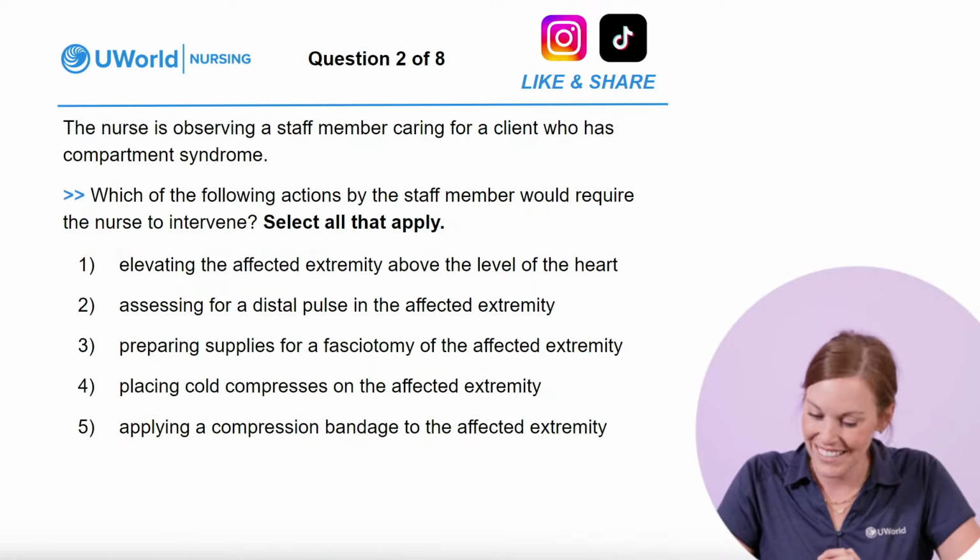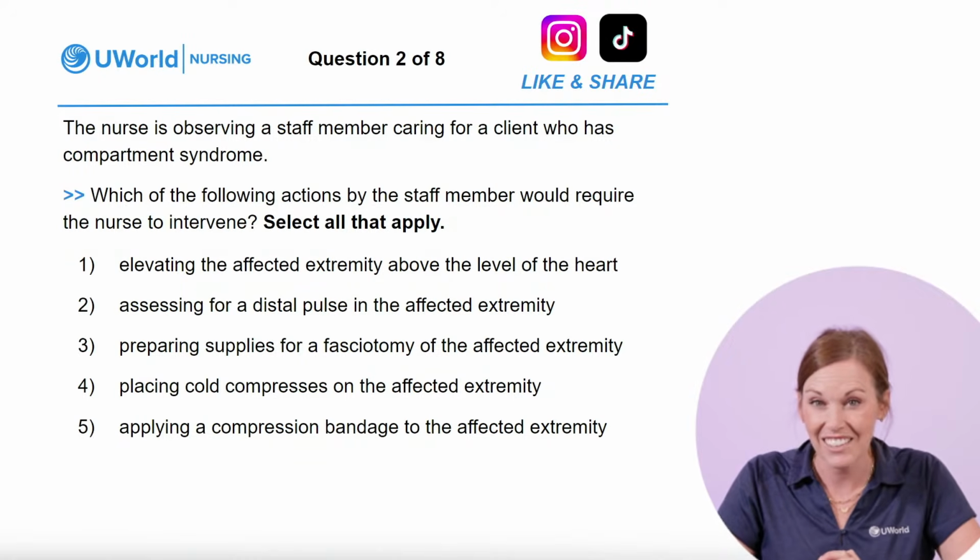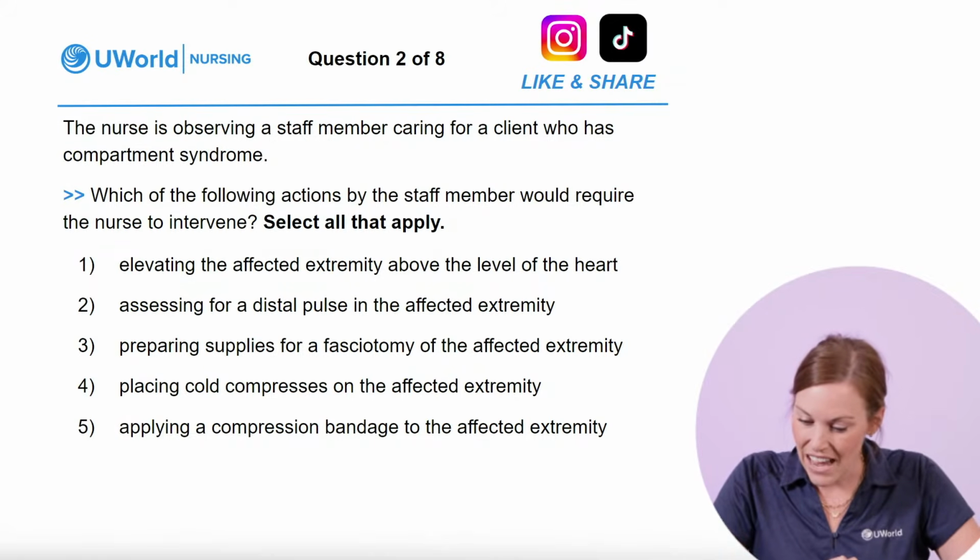So make sure you drop those answers in the chat. Again, you'll see select all that apply, so we know we're going to have more than one right answer. Let's go ahead and see what we've got.